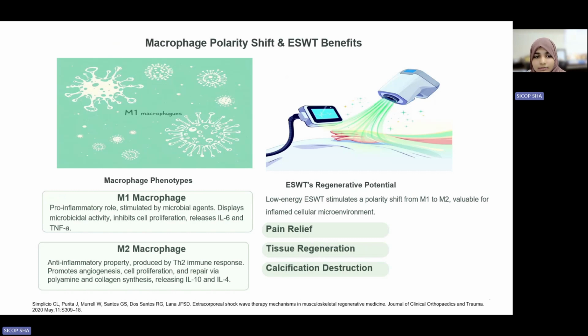So initially, it is M1. What is the role of M1 here? It inhibits cell proliferation by releasing interleukin 6 and TNF alpha. So what shockwave does is cause a shifting of the polarity from M1 to M2. That is, it will promote anti-inflammatory response, angiogenesis, new formation of blood vessels, and cell proliferation and repair, and thus it will help in the healing process. So the shockwave will help in pain relief by all these mechanisms, tissue regeneration, and calcification destruction.